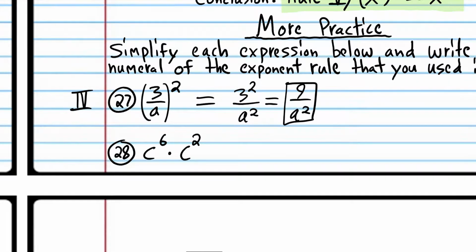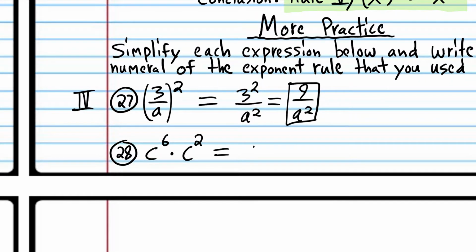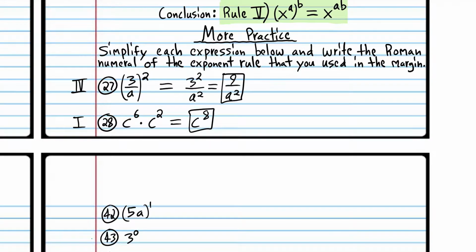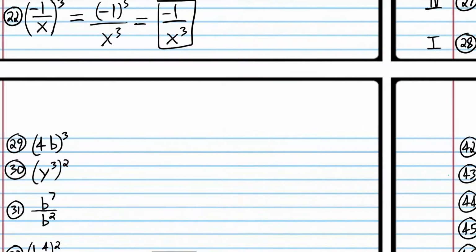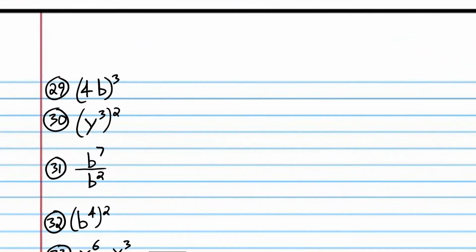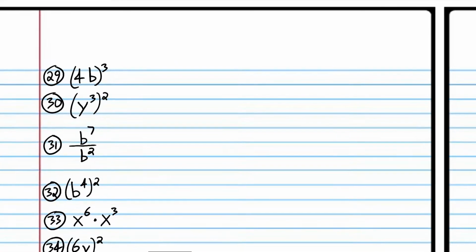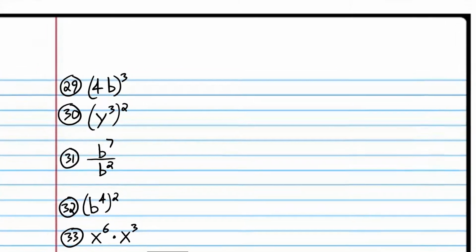All right, we're back. So we're going to add the powers, and we get c to the 8th power, and that is rule number 1. So if you got that answer, good job. All right, be aware you need those exponent rules right in front of you, and you need the number of those rules. So try number 29, and when you come back, we'll do it together.